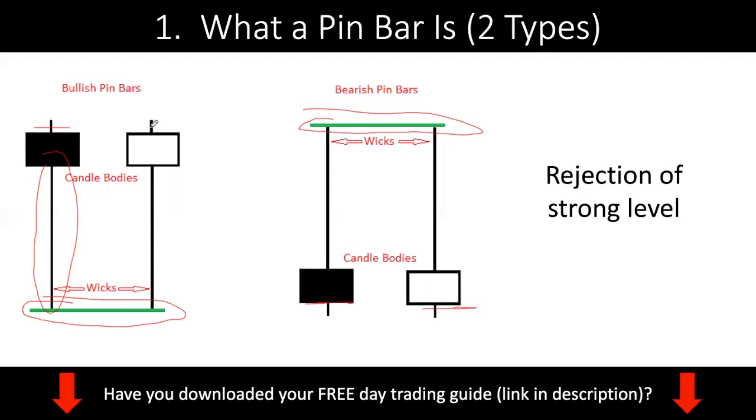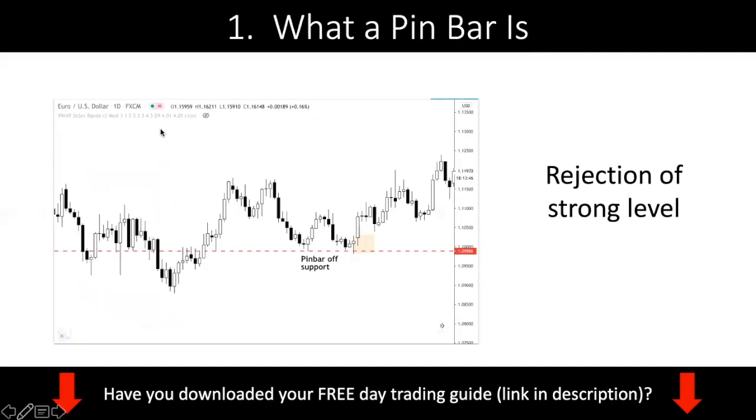Okay, so this is how most people identify it, and there's nothing wrong with this. This is correct. But this is only one type of pin bar. They do not tell you about the other type of pin bar, which personally I prefer, because it's a flush of stops. So let me just show you this first, a chart of what a rejection of a strong level looks like.